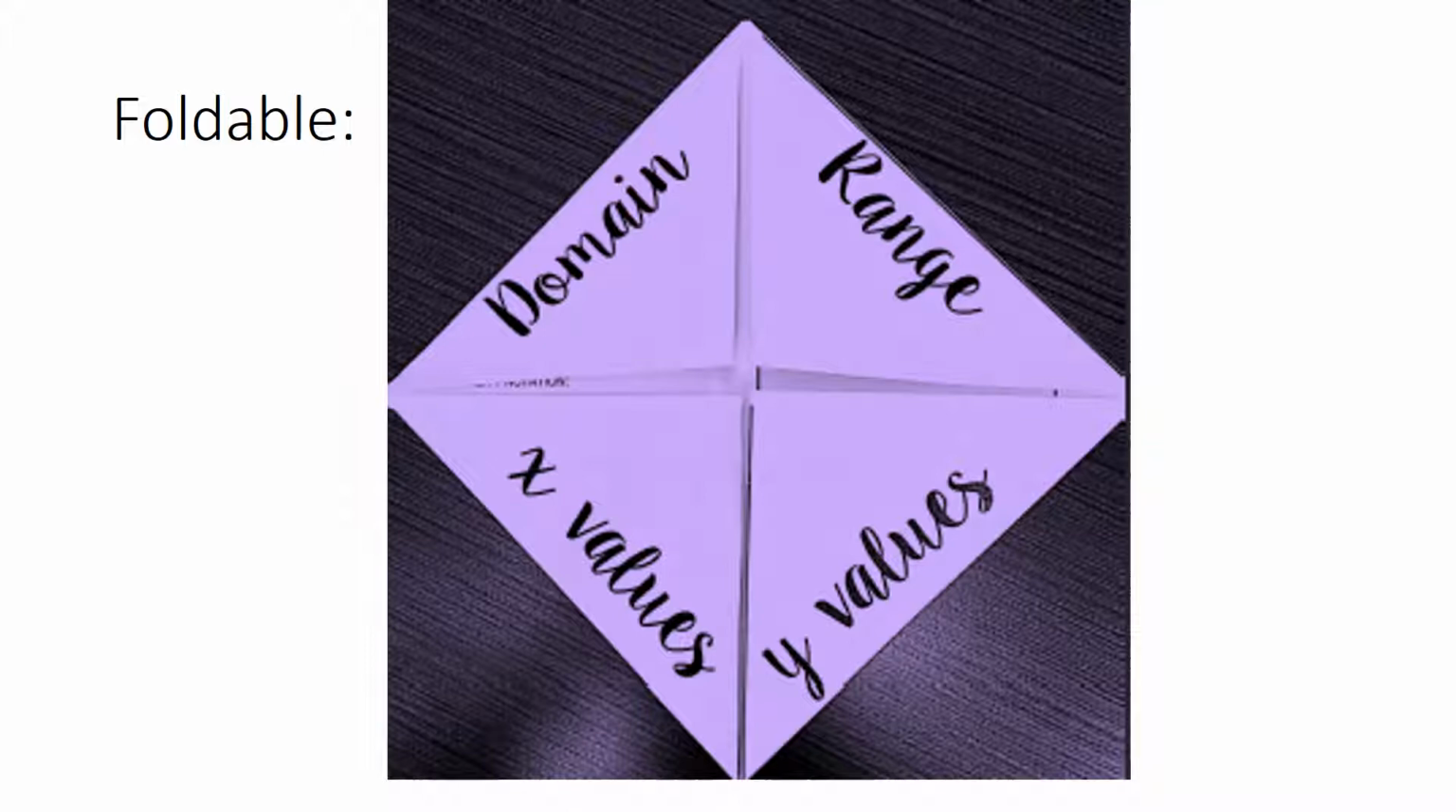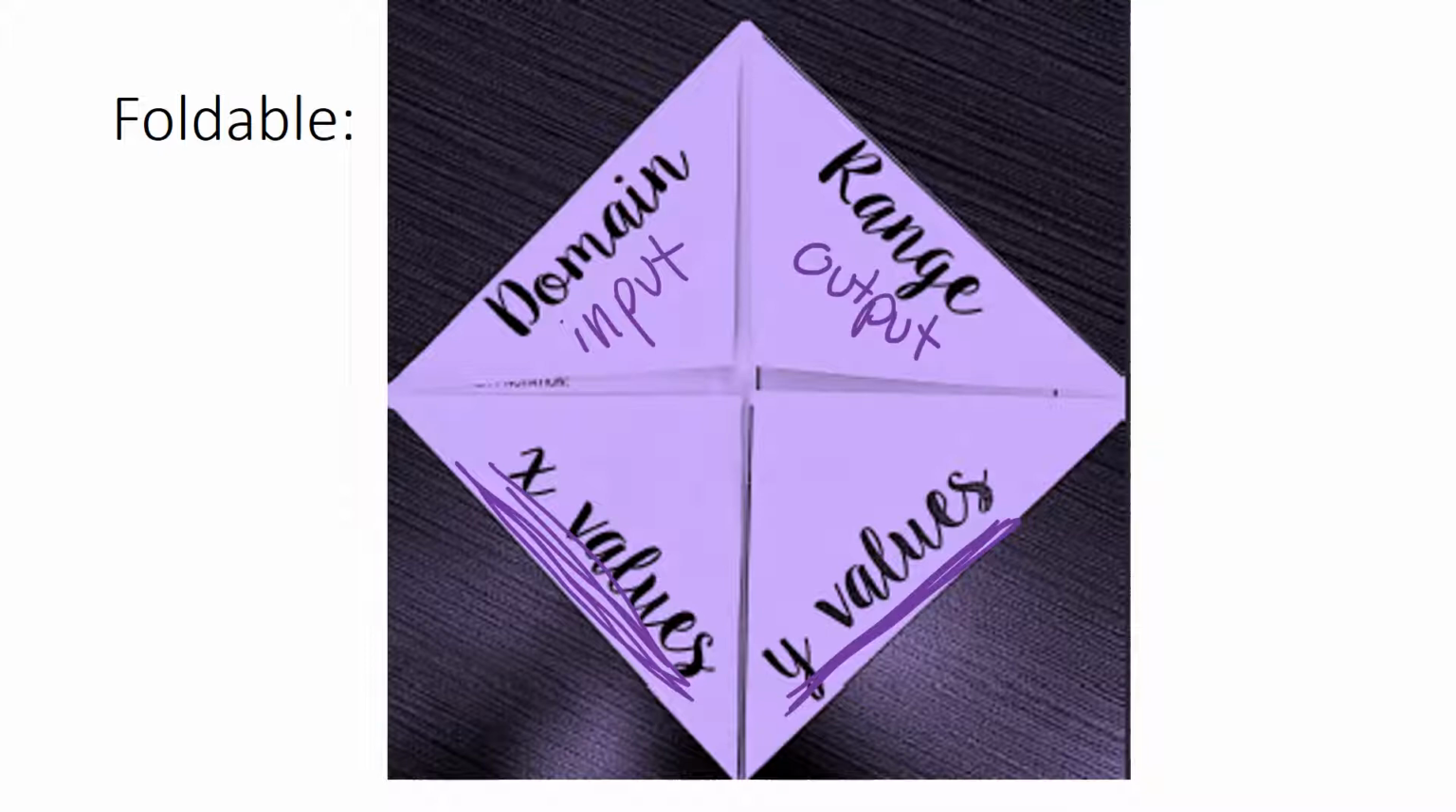And so as we see on the front of our foldable, the domain is the same thing as all the x values of our function, and the range is the same as all the y values of our function. Or remember, we've also called it our input is the domain, and the range is our output when we're talking about a function and a function machine.